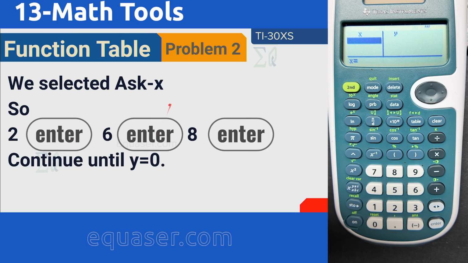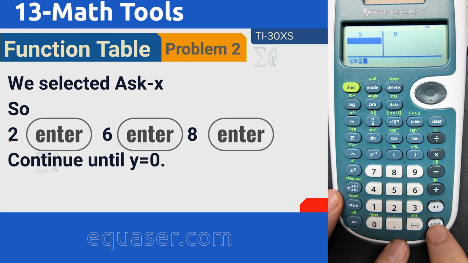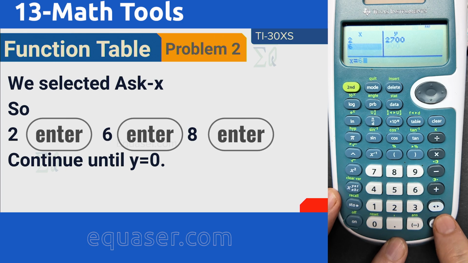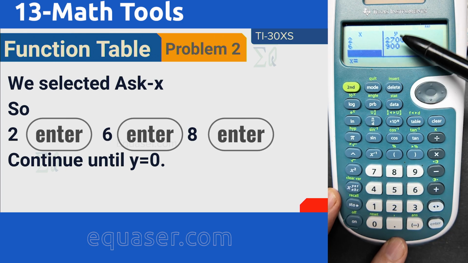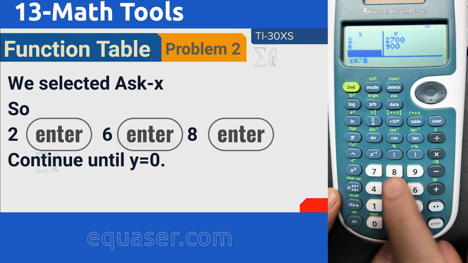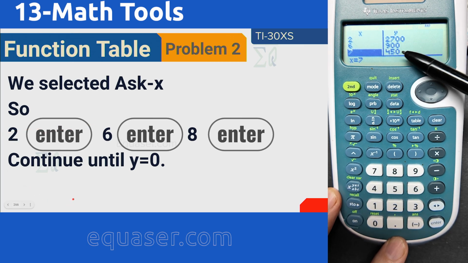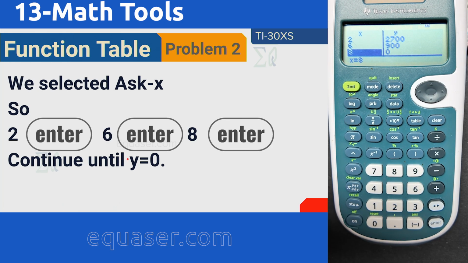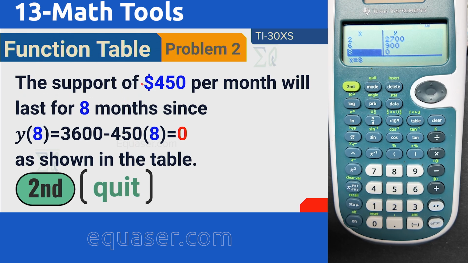Now on this screen we enter 2 equal, you see, 2,700. Let's say 6, 900. We are entering values until we see it is 0. So 7, it's 450, and 8, it is 0. So we continue until 0, and the support of 450 per month will last for 8 months. At 8 months, it will be 0. Since y at 8 is equal to 3600 minus 450 times 8 is equal to 0, as shown in the table.